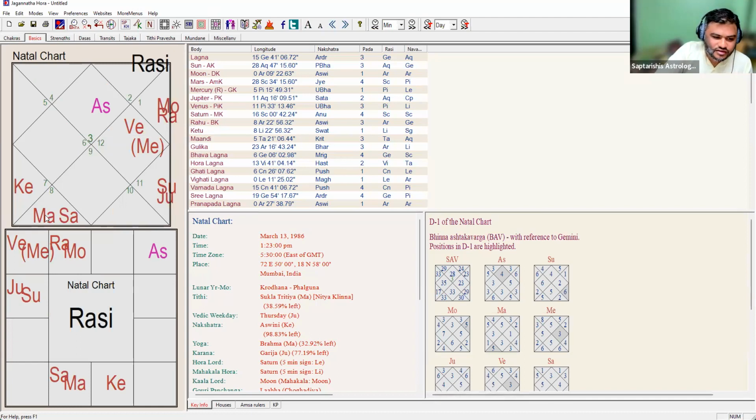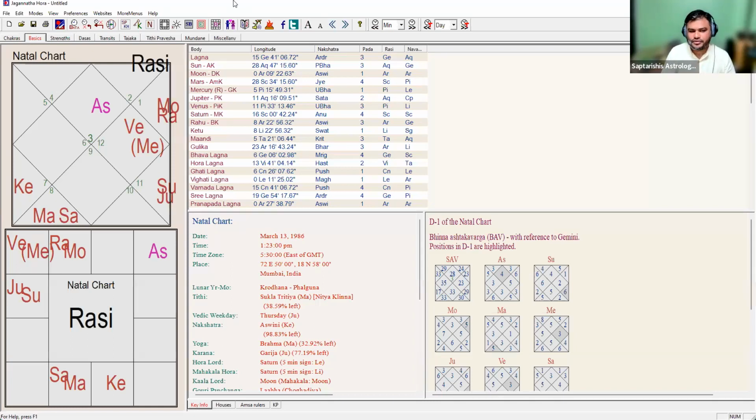Taranjit is asking whether we should look for affliction in D1 or D60. Obviously, first you need to start with D1 only. D1 is the base chart. If anything is afflicted in D1 as well as in D60, that is bound to give a malefic result. But your analysis should first start from D1. Clear?